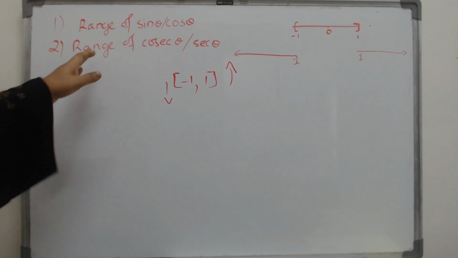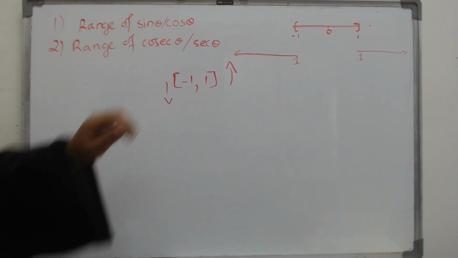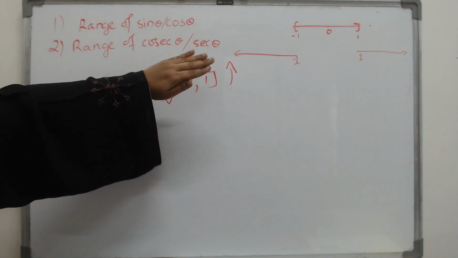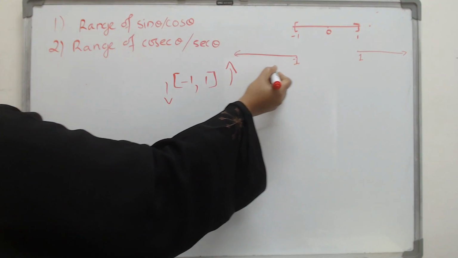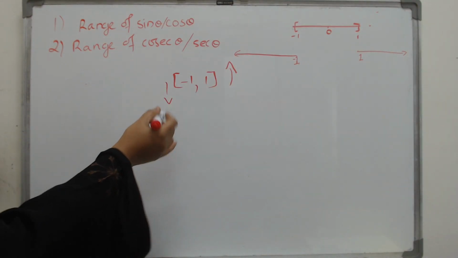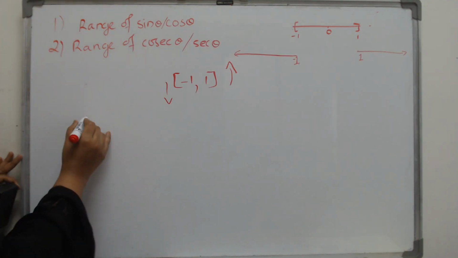Now we come to the cosec theta and the sec theta. What about them? They will just not take this value. They will take all the other values. You see what is happening here? It will always be less than -1 or greater than 1. Why is that? The same logic that we have used here.